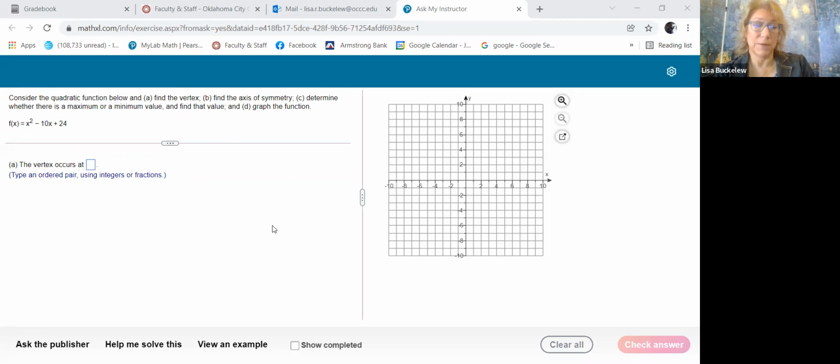So we're going to do all that on a piece of paper, and then I'll come back and put the graph in over here. Okay, so let me stop sharing that and go to my notebook where I have this already ready to go.